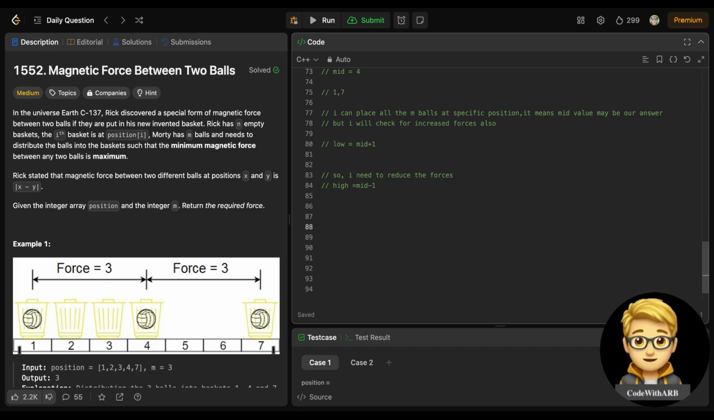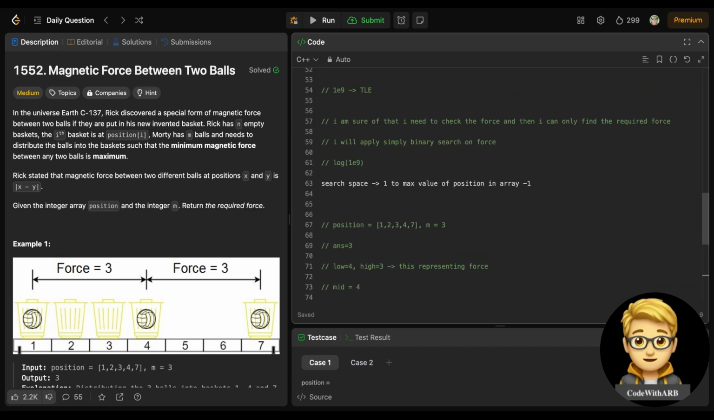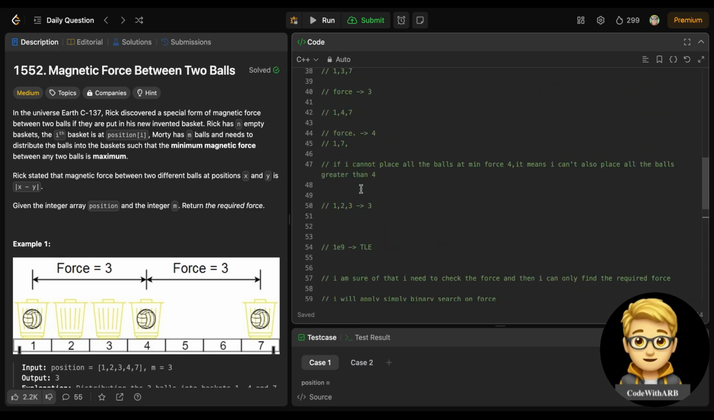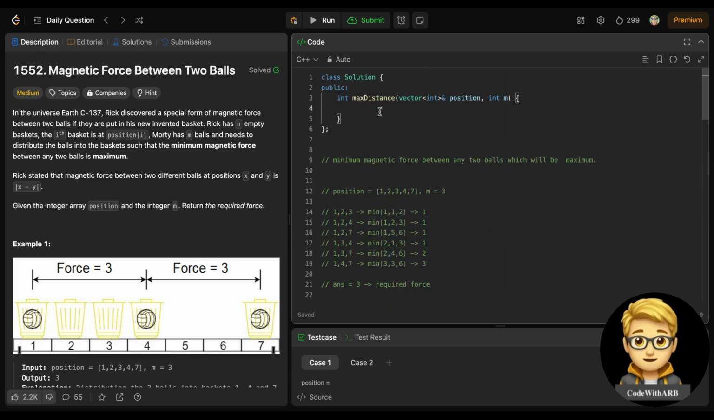So basically we have checked only 3, 4 and 5 out of 1, 2, 3, 4, 5, 6 and 7. That is a very small number, right? If you see the bigger picture, it is very small to check for forces. So that's why we use binary search here. So let's just implement it, you will understand it better.